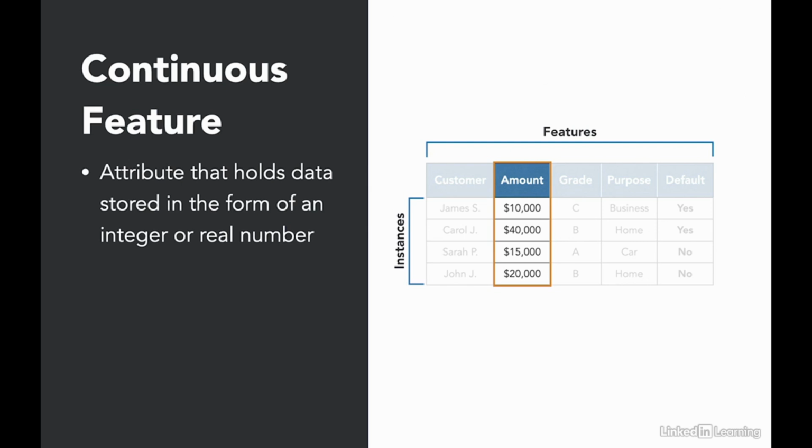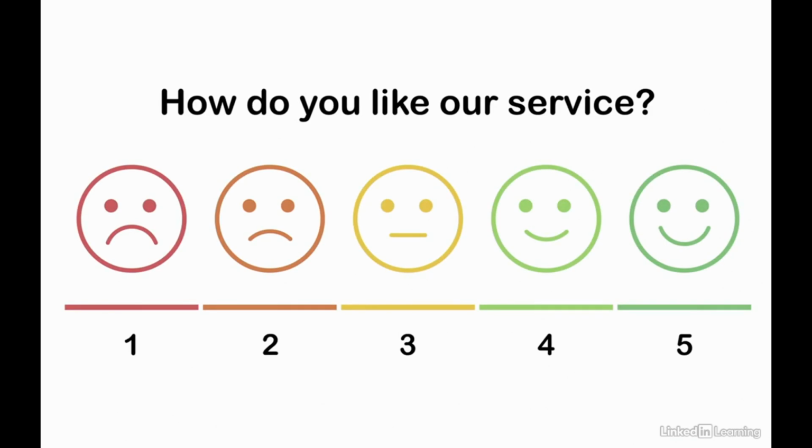Please note that not all numeric values are continuous. A numeric scale, such as a Likert scale, that goes from 1 to 5 is categorical and not continuous. It does not have an infinite number of possible values between its lower bound of 1 and its upper bound of 5. Features can also be categorized based on their function.